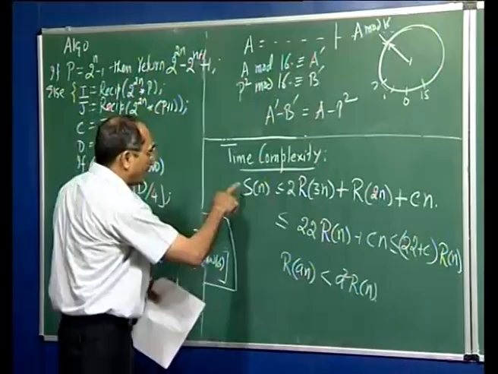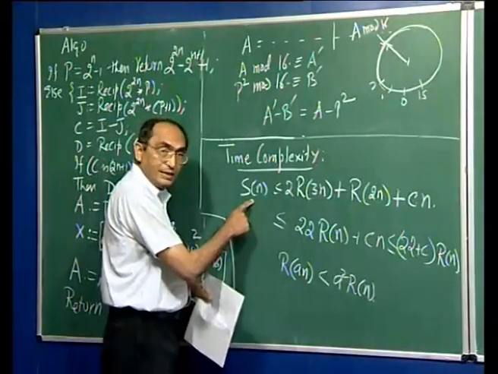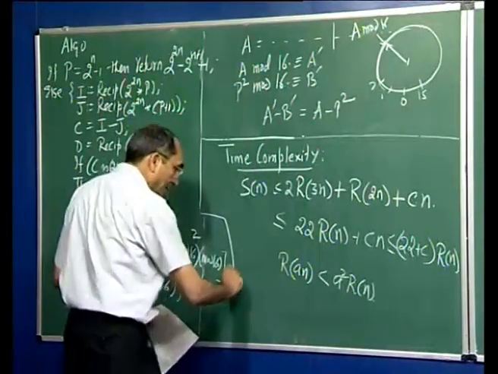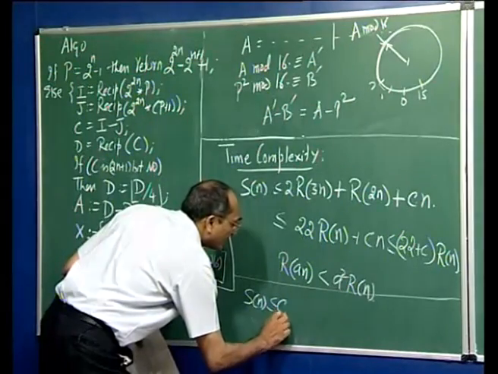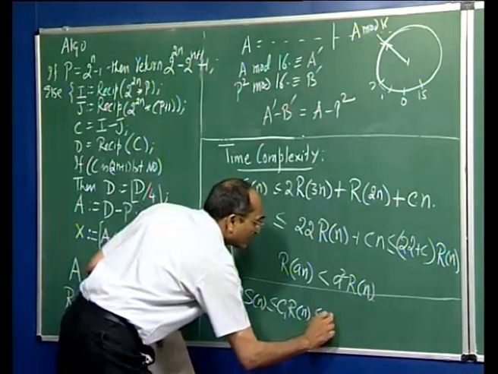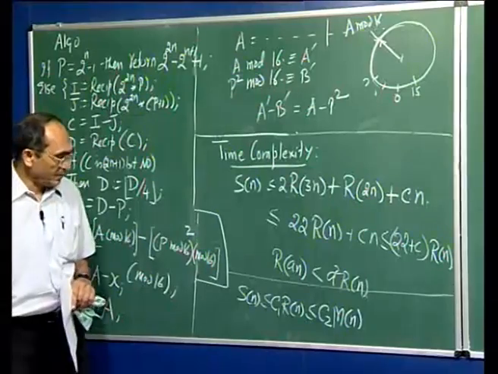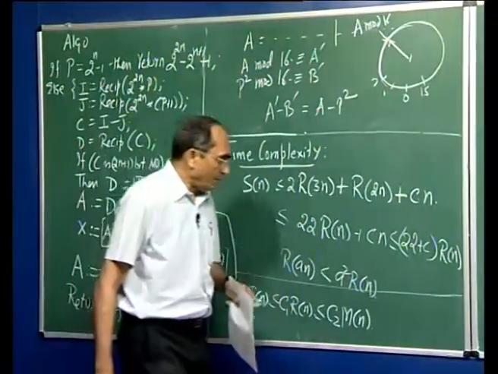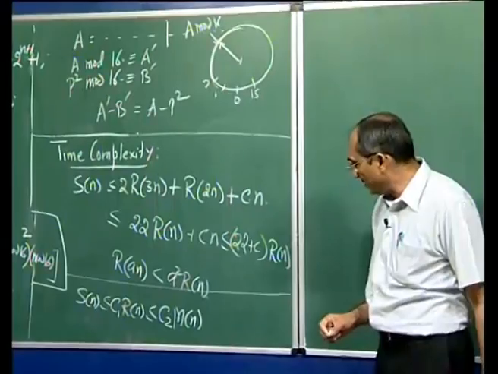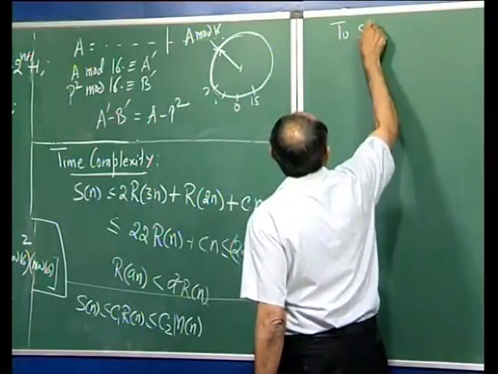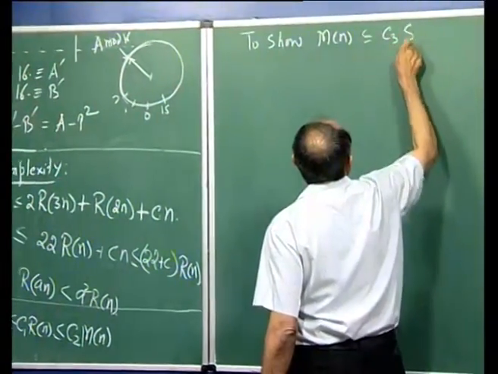So this was one of the objectives in this series of inequalities that we wanted to establish, that Sn is bounded linearly by Rn. So far what we have accomplished is S of n is less than or equal to some C1 of Rn, which is less than or equal to some C2 of Mn. These three things are done. Now a very simple argument can show that this is bounded by Sn. So let us try to show that M of n is less than or equal to some C3 of Sn.